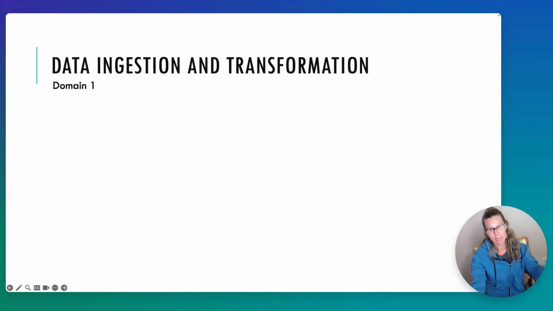Our goal as data engineers is to build robust data sets that answer broad classes of questions, and the goal is to have that data to be the source of truth. Let's get started with the first task from the AWS Certified Data Engineer Associate Exam Guide, which is Domain 1, which is data ingestion and transformation.